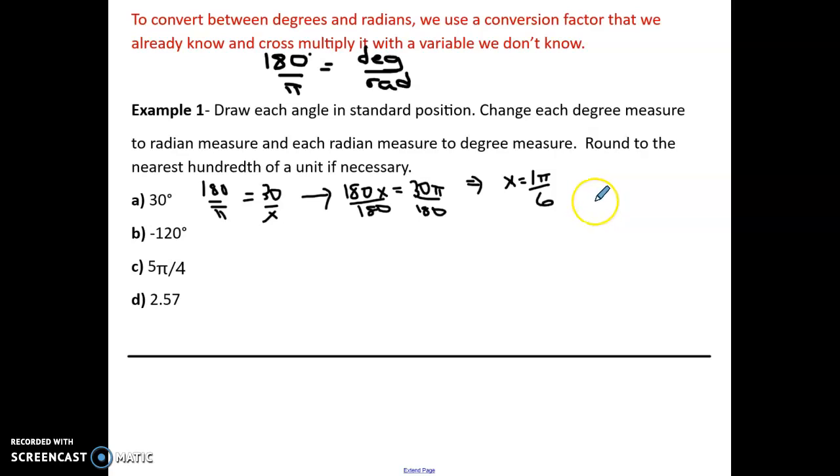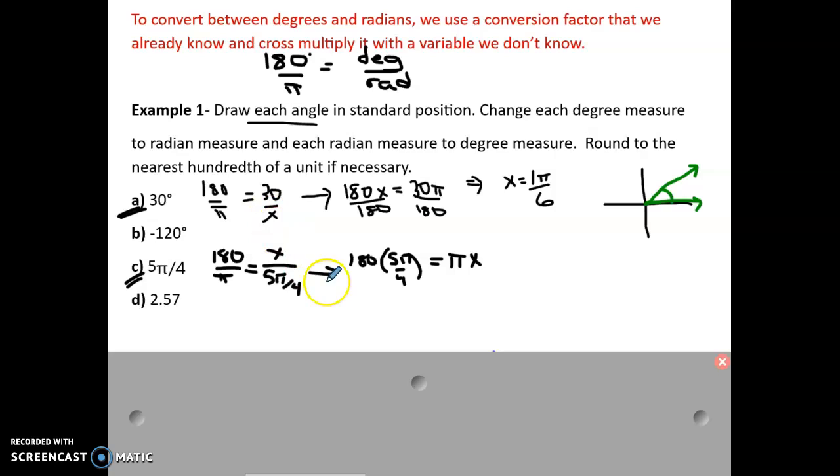Now think about drawing that, because it also says we want to draw each angle in standard position. So a standard position angle starts on the x-axis, and here we're talking about a 30-degree angle, so it'd be something like that. Make sure you include your little arc here to show the angle that we're discussing. All right, let's try C together.